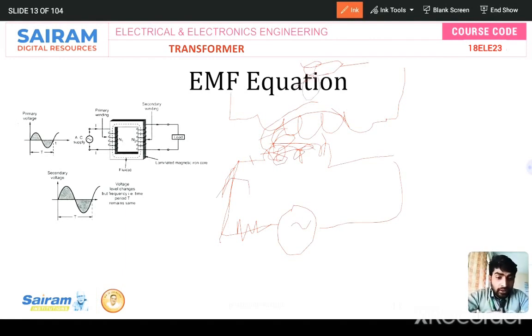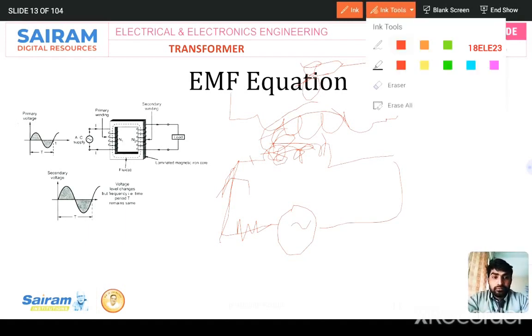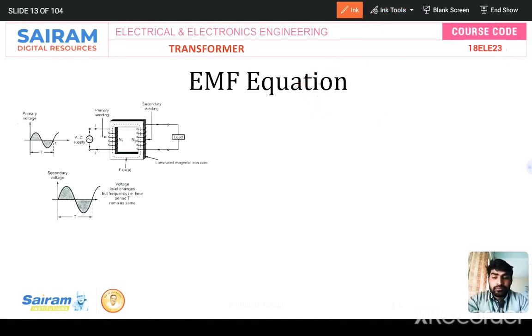You just place another conductor near to each other. That is the concept behind the transformer working. Self-induced EMF, mutually induced EMF, right? So I'll just take one waveform over here.